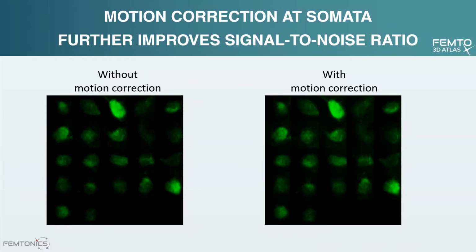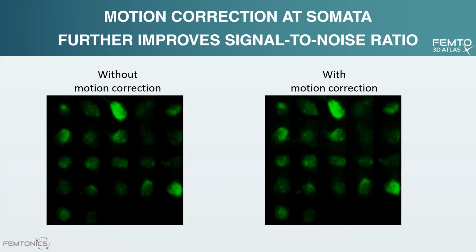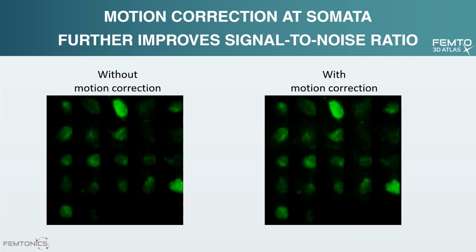3D chessboard scanning is especially valuable for those performing awake in vivo activity recordings. Signal quality in awake preparations is often compromised by sample movement. Using FEMTO3D Atlas, you can correct for such motion-induced artifacts, as you can see on these two videos.